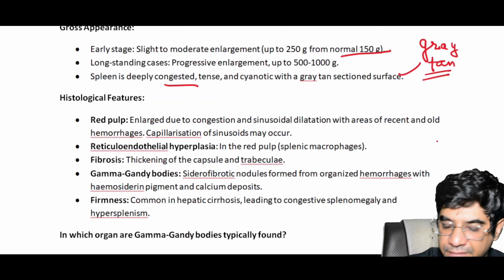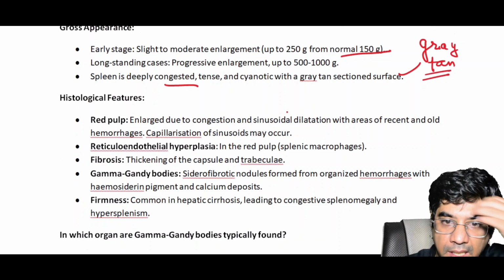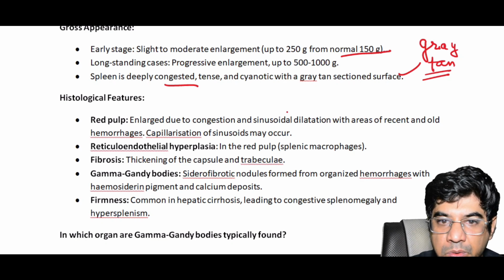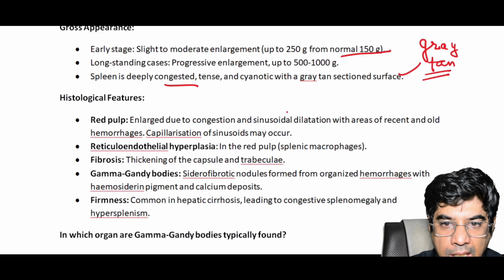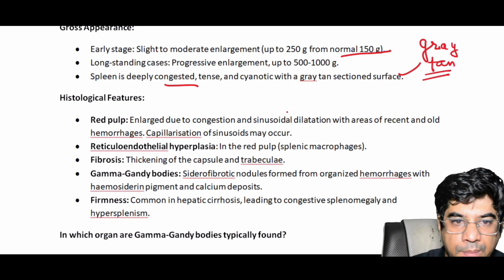Now, the histological feature that you will see is in the red pulp. This area of the spleen is enlarged due to the congestion and dilation of sinusoids, that are the small blood vessels. In some severe cases, the sinusoids may undergo capillarization. They may convert into capillaries.